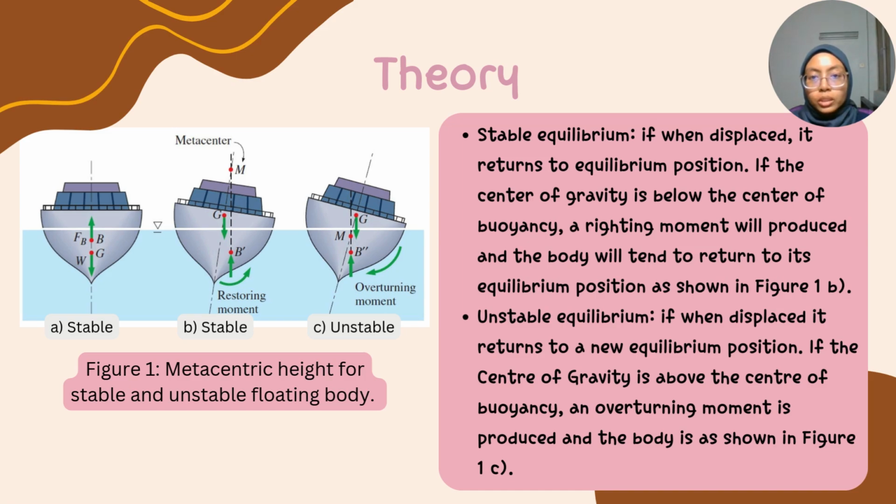In order for stable equilibrium to occur, if the body is displaced, it will return to the equilibrium position. If the center of gravity, which is G, is below the center of buoyancy, which is B, a restoring moment will be produced and the body will tend to return to its equilibrium position, as you can see in figure 1b. And unstable equilibrium will occur if the body is displaced and it moves to a new equilibrium position. If the center of gravity, which is G, is above the center of buoyancy, which is B, an overturning moment is produced, and the body will be as shown in figure 1c.